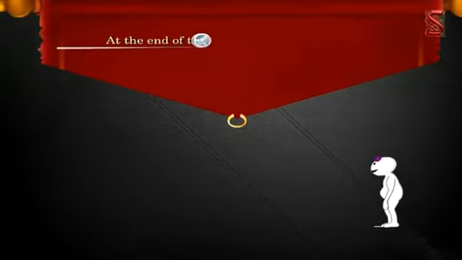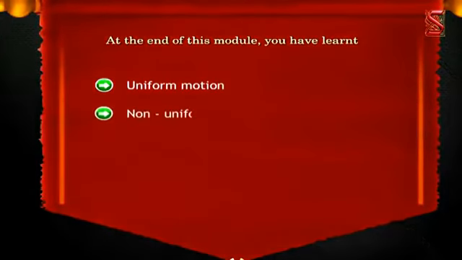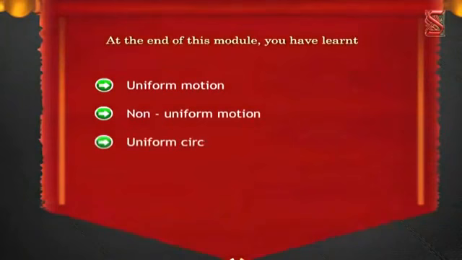At the end of this module, you have learnt uniform motion, non-uniform motion, uniform circular motion.